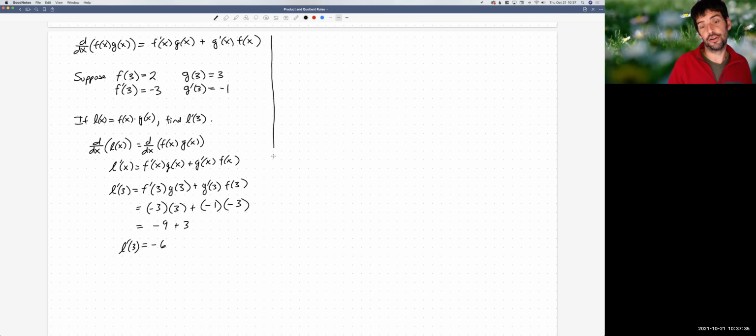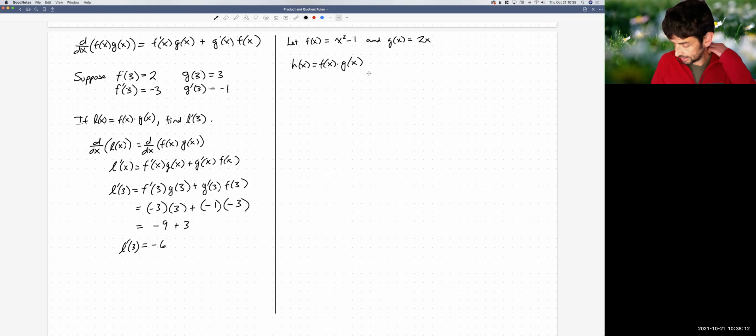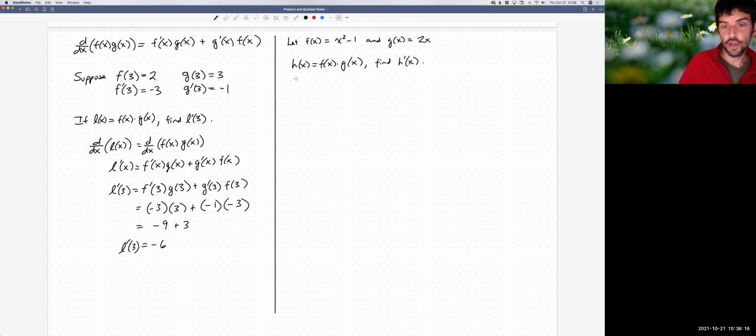Let's suppose we let f of x equal x squared minus 1 and g of x be equal to 2x. And we'll define h of x to be f of x times g of x. And we want to find h prime of x, right? Well, according to the product rule, h prime of x is equal to f prime g plus g prime f.